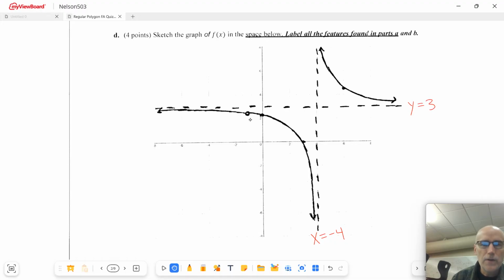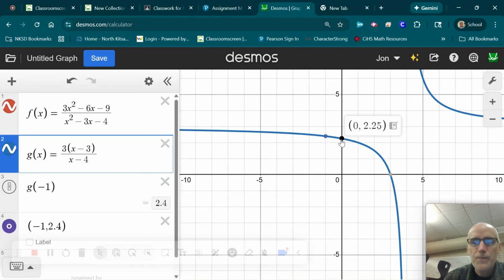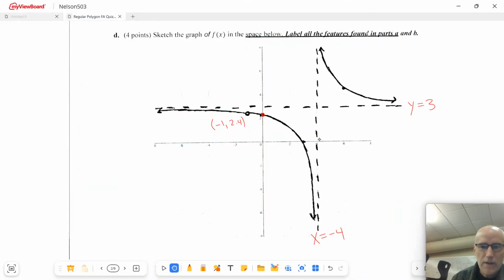And then I also want you to label where the hole is. So that was at -1, 2.4. I'd also like you to list what the y-intercept is. What was the y-intercept again? Well, you could click right here. I think it was 9/4, right? 2 1/4. And then the x-intercept's at 3, 0. So, you know, you can confirm that you have the correct x-intercept using Desmos. Make sure you're showing the work though. So we got 0, 9/4 over there.